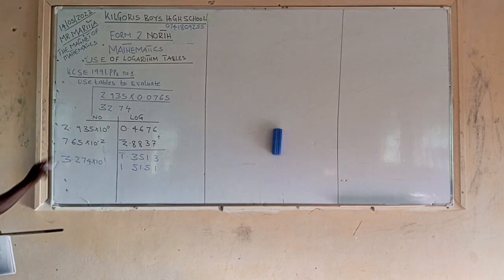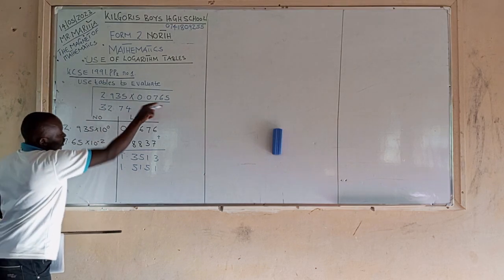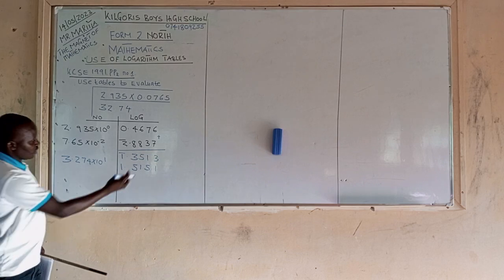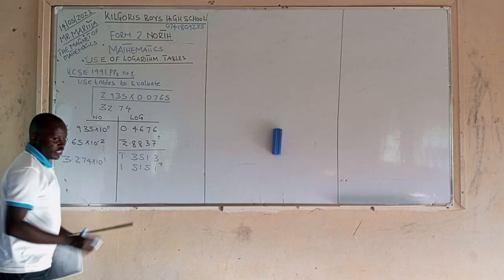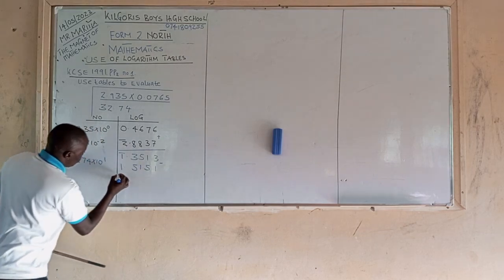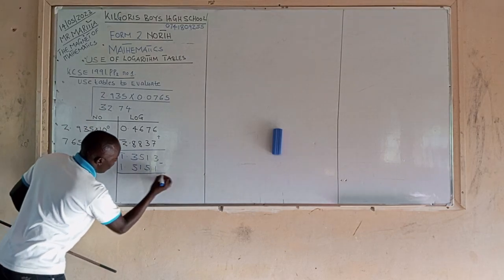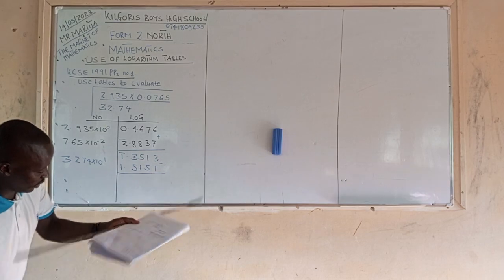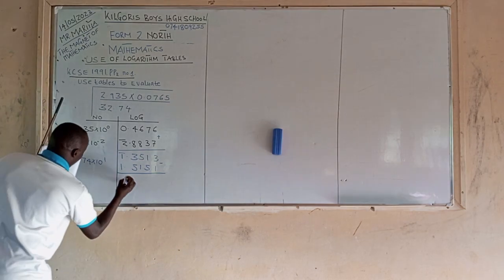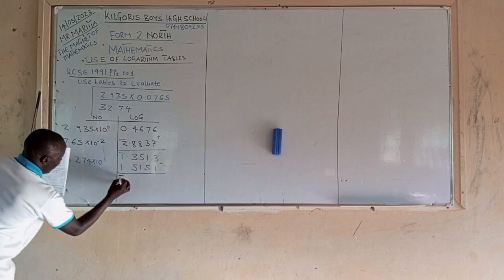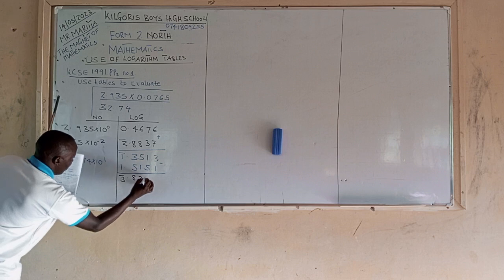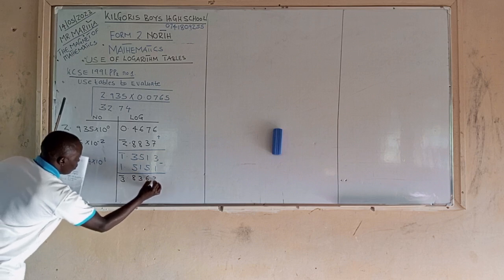So what do we have? This division means we are supposed to perform an operation of subtraction here. We subtract these 2. If we subtract this one, we get bar 3.83, then we have 6.2.